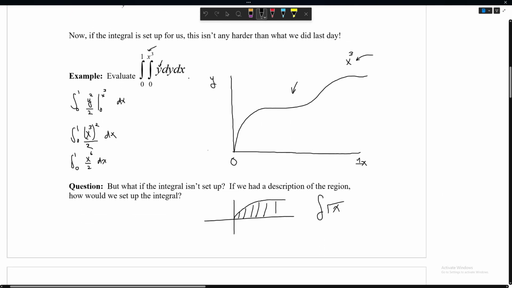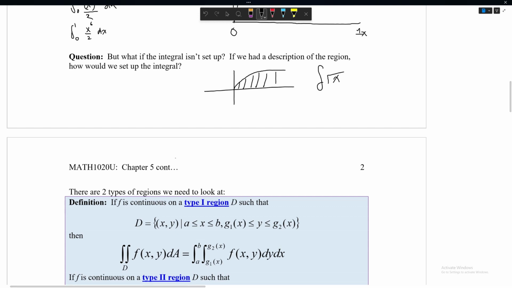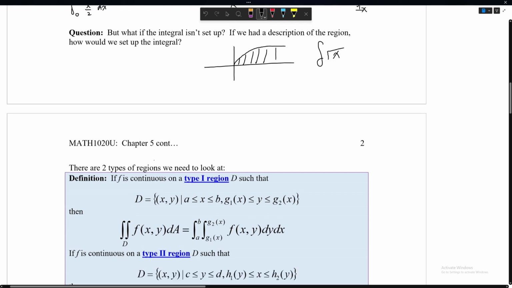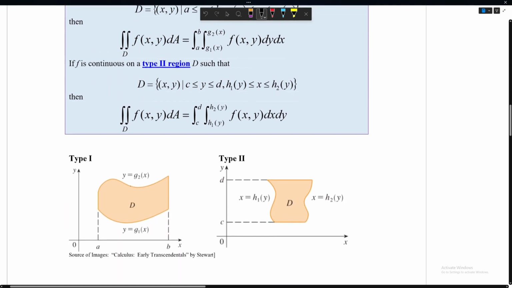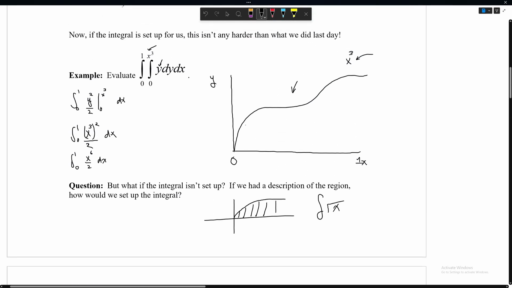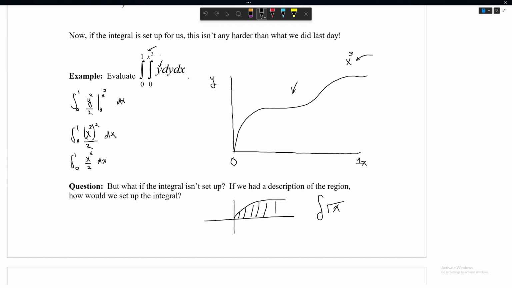But what if the integral isn't set up? If we had a description of the region, how would we set up the integral? We'll go over that. Here it says type 1, type 2. The only difference is that for type 1, you see here, we're taking it from 0 to this line, right? And so this is how we set up our integral.